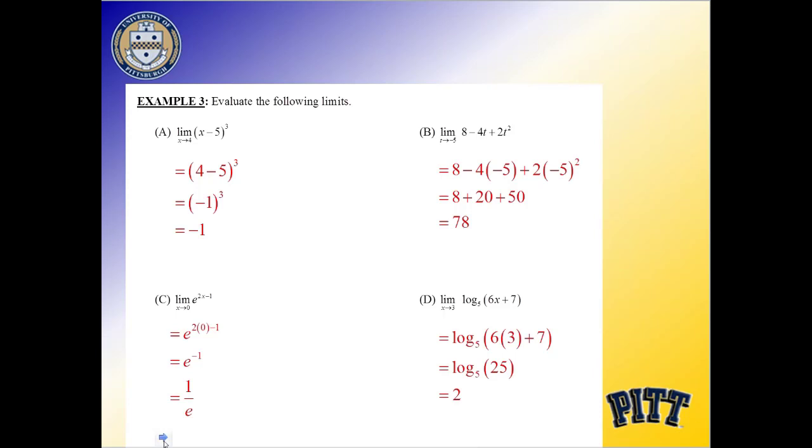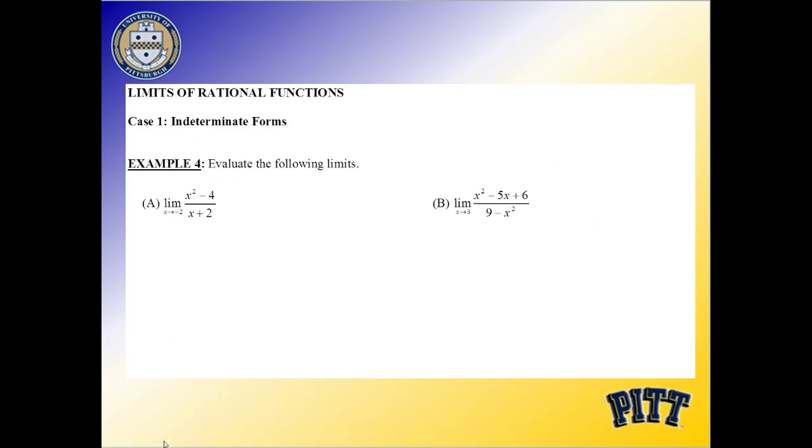So that's the first thing I always do. I plug in the number I'm approaching and see if I get a numeric value. Well, again, what does that mean to get a numeric value? What does it look like if I don't get one? Well, here's a for instance. In the first situation, I get something we call an indeterminate form.